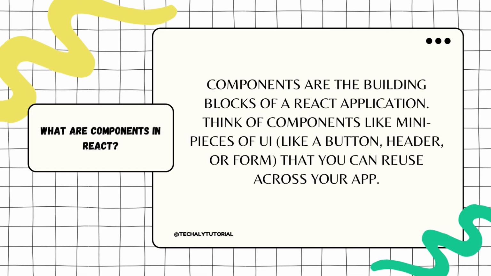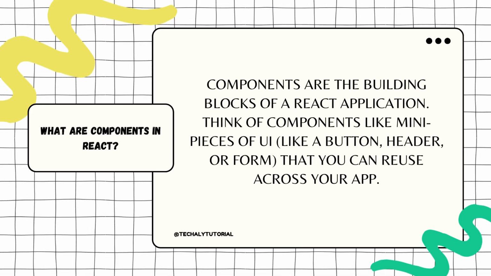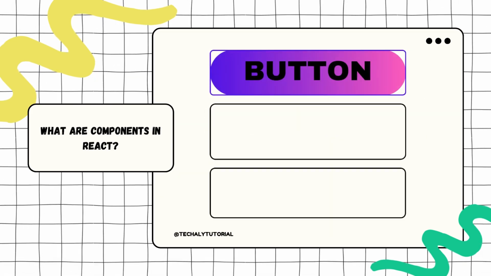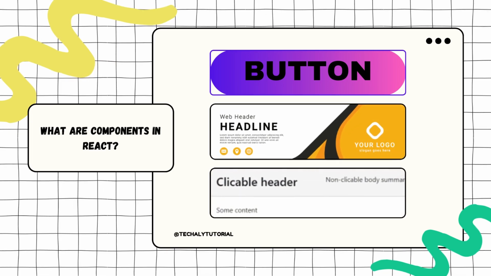What are components in React? Think of components as small building blocks, like Lego pieces, that make up a React application. Each component is a part of the UI, like a button, a header, or a profile card that can be reused wherever needed. Example: if we make a login button as a component, we can reuse it anywhere in our app without recreating it every time.